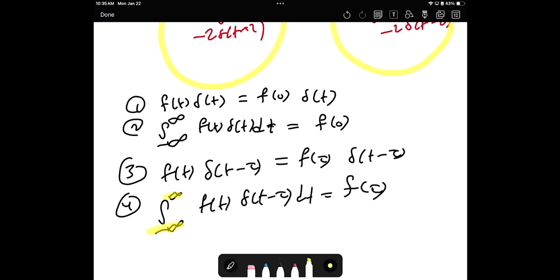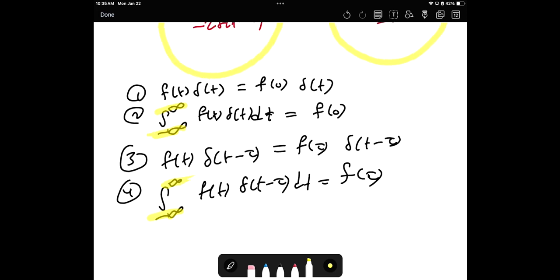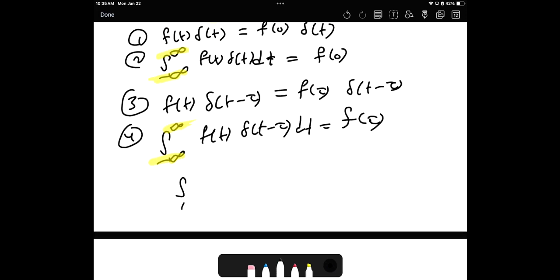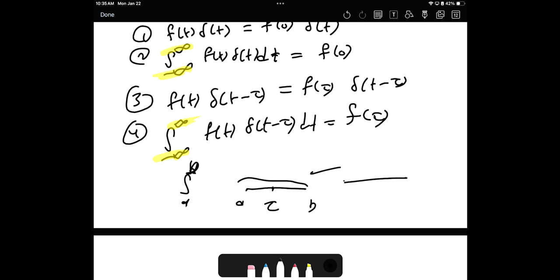And here I mentioned negative infinity to infinity, but it can be as well between a to b, if the a to b range covers the delta. If we mention the integral from a to b and tau is in the middle, then it can be fine. If it's not in the middle, here is a, here is b, here is tau, then it can be 0. Okay?